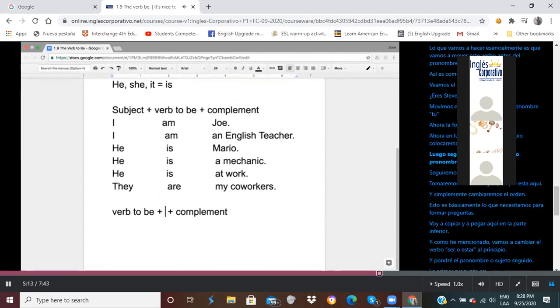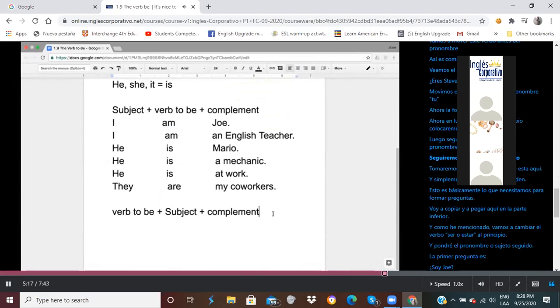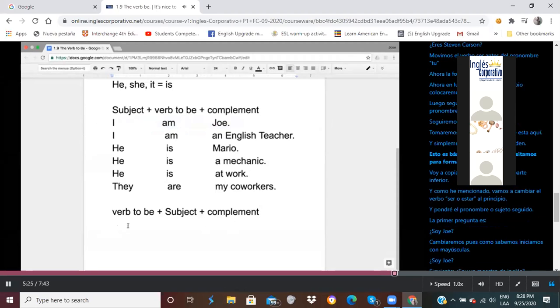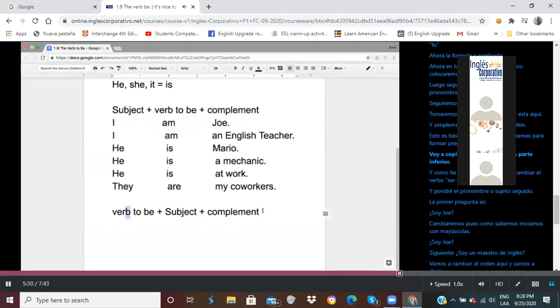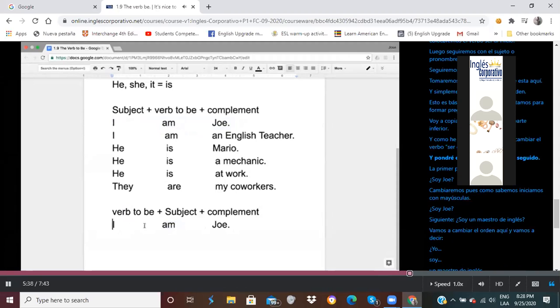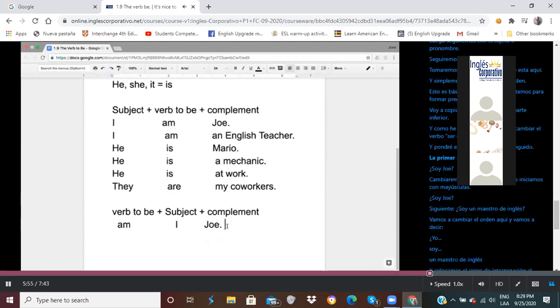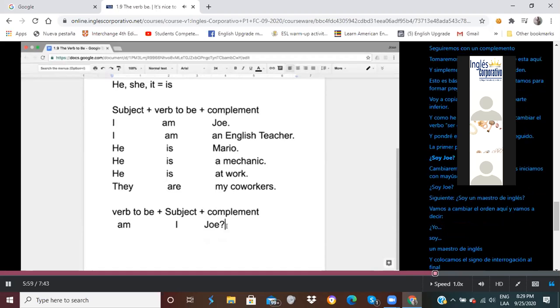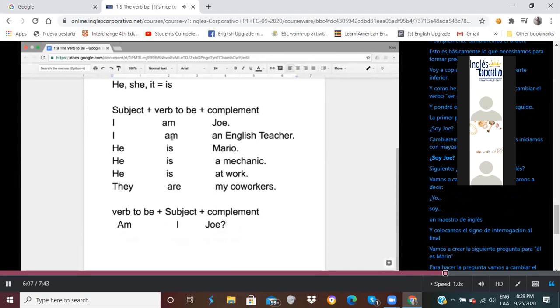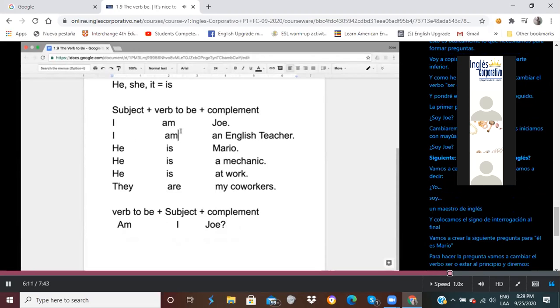And then we're going to say that that's the subject or the pronoun, and then it's going to follow some kind of complement. So we're going to take the same examples here and simply change the order. And that's basically how we form questions. So I'm going to copy this and paste it here at the bottom. And as I mentioned, what we're going to do is change the verb to be to the beginning and put the pronoun there. So let's look at that. This one changes here. And there we go. So the first question is, am I Joe? Obviously you need to change things like spelling at the beginning with capitals. Am I Joe? Okay.